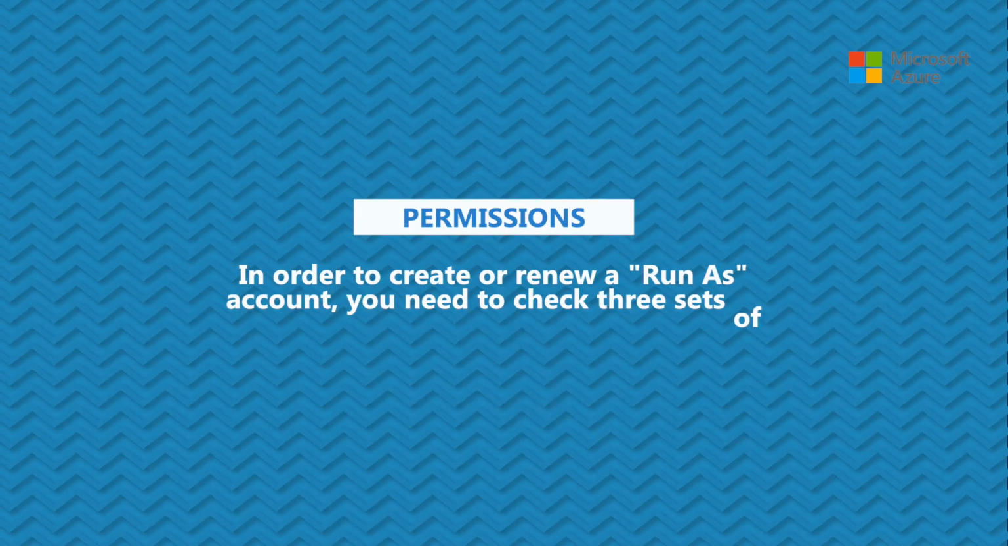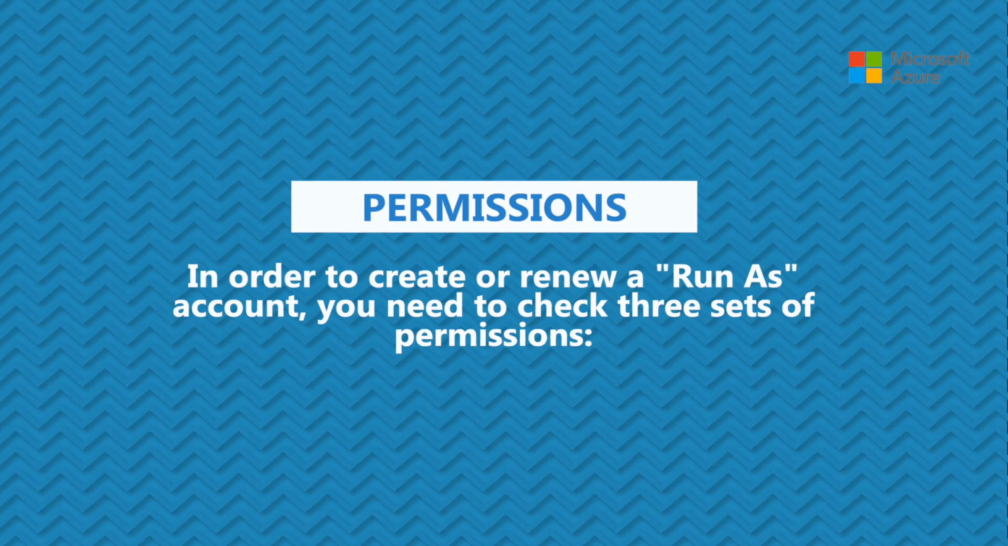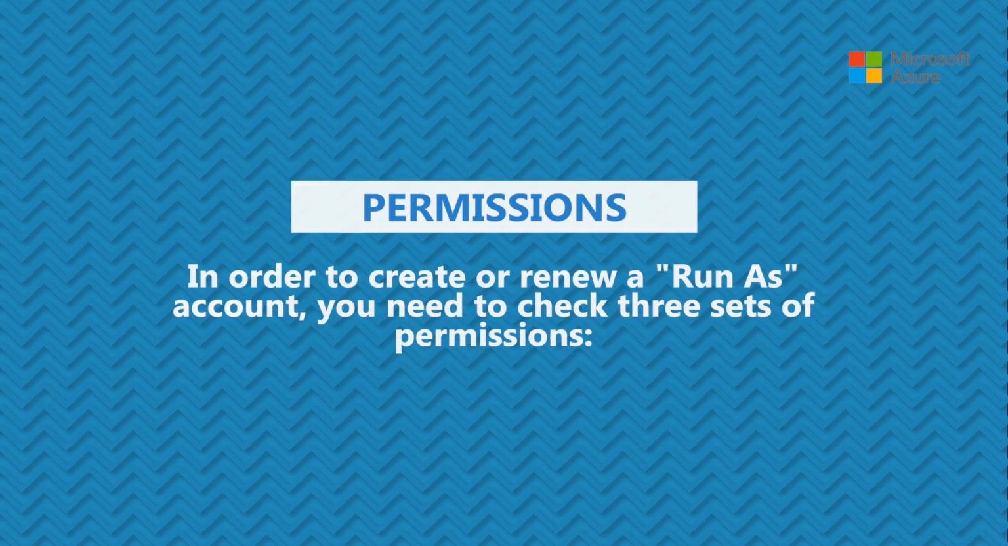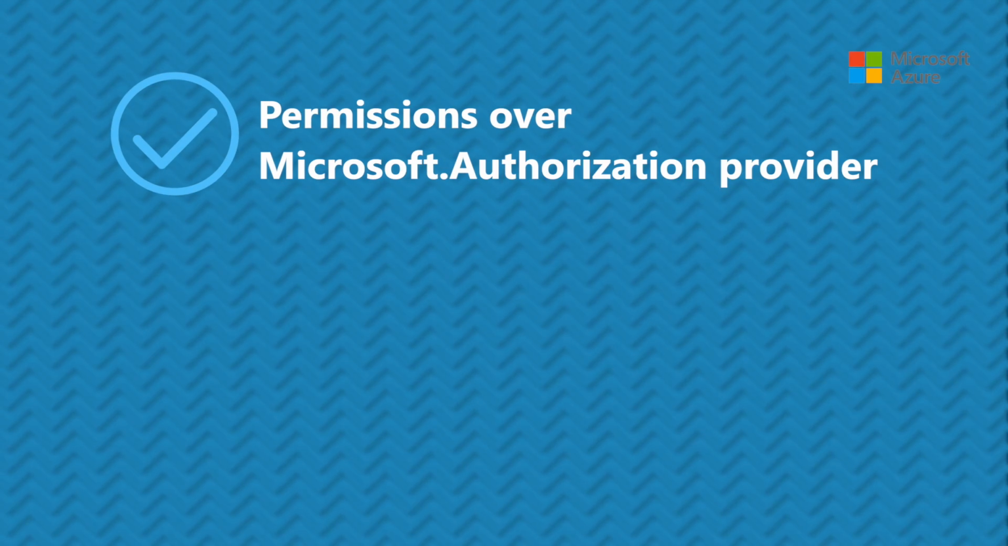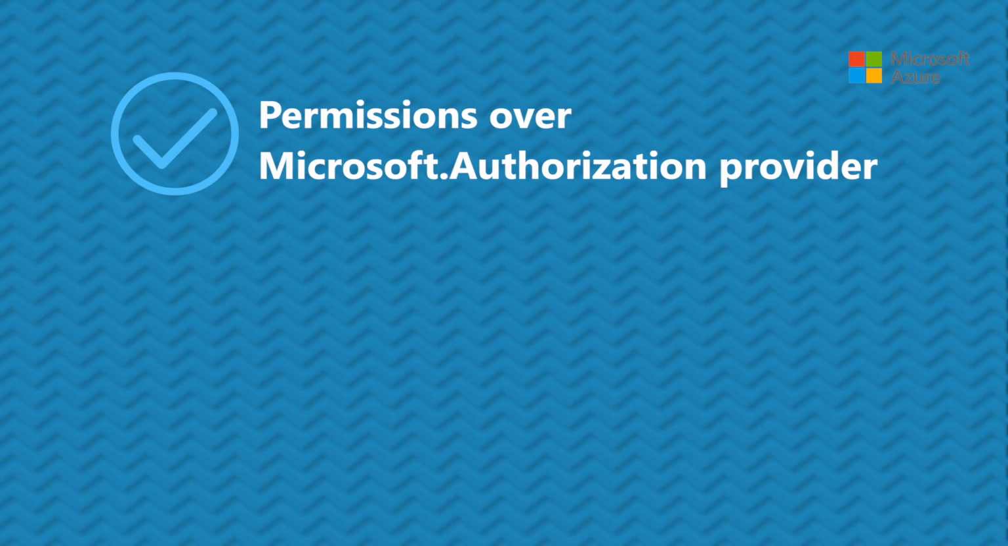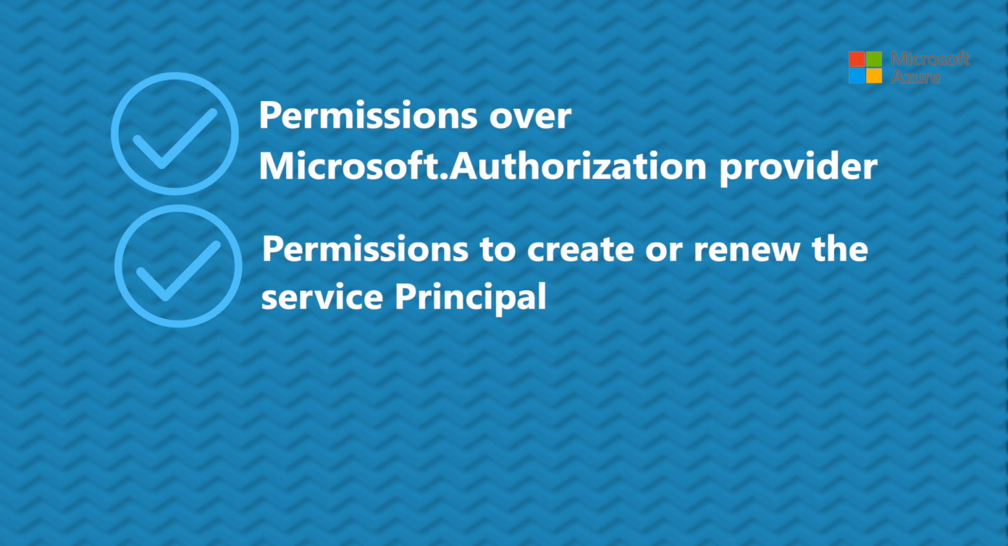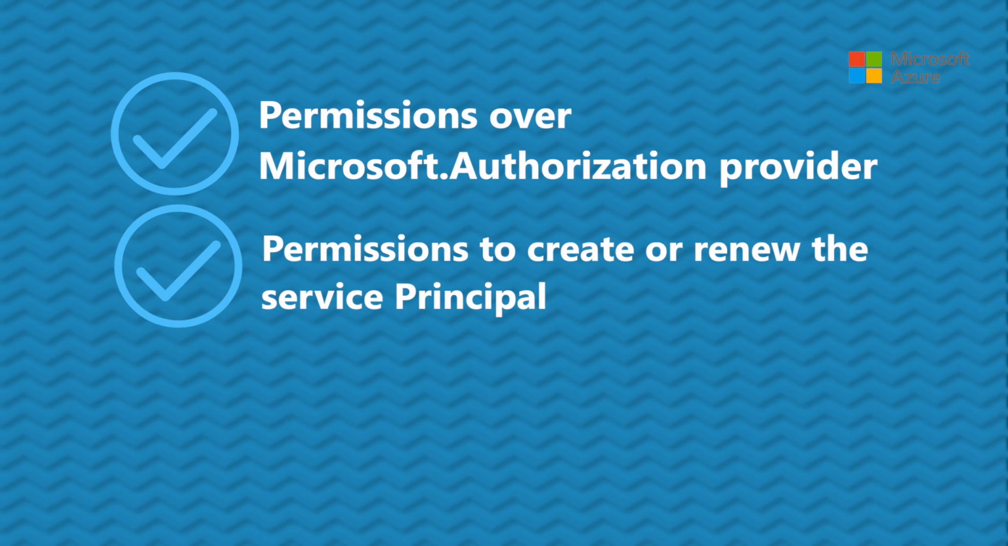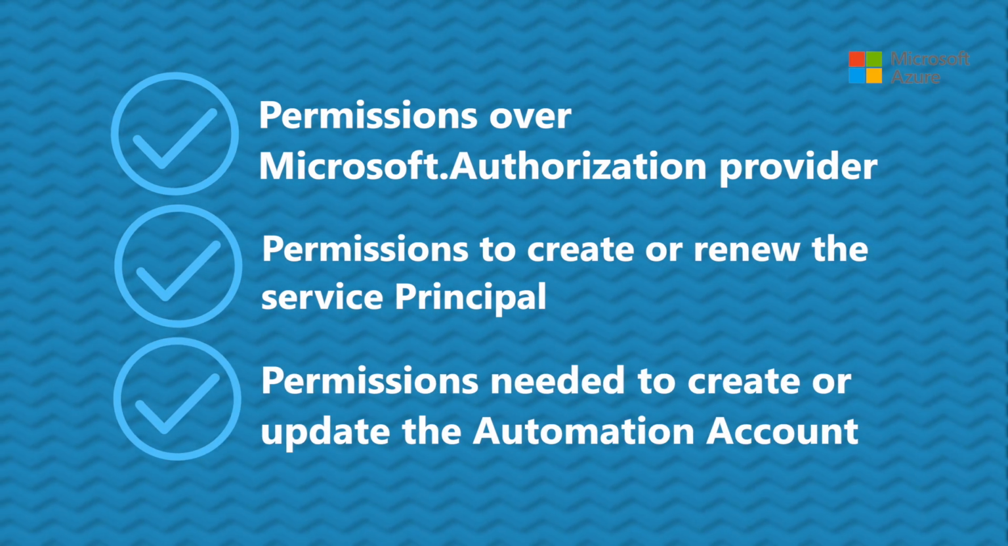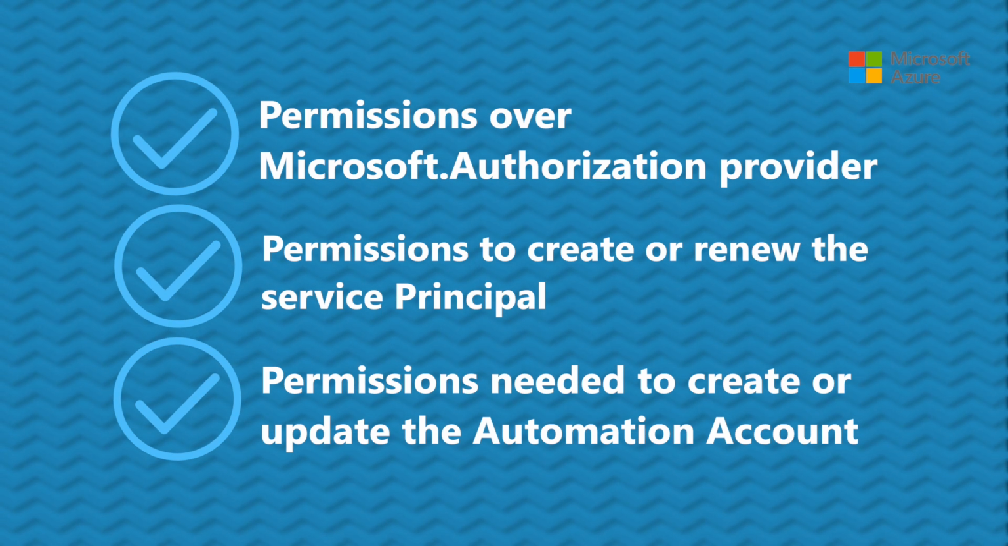In order to create or renew a Run As account, you need to check 3 sets of permissions: write permissions over Microsoft.authorization provider for the subscription, permissions needed to create or renew the service principal, and permissions needed to create or update the automation account itself.